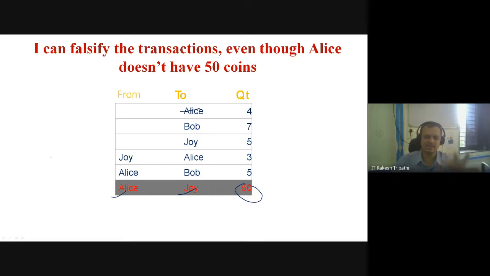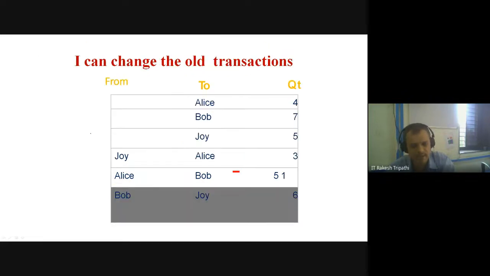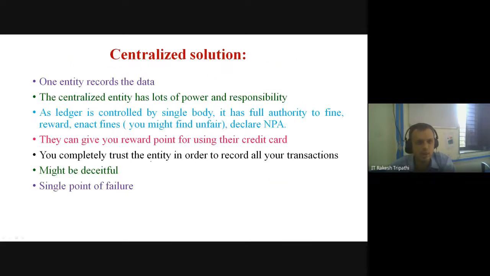It can say Alice has transferred 50 rupees to Joy. Who will check whether Alice has that money or not? SBI or any banking system. It can change an old transaction from 5 to 1. It can do anything, because in a centralized solution, one entity records the data. So we are giving a lot of power and responsibility to this one entity, and it decides your rules.